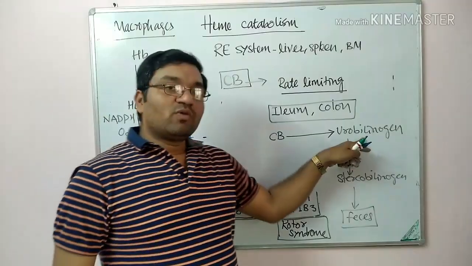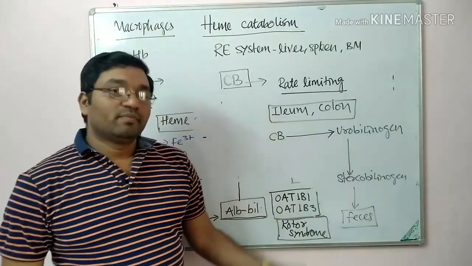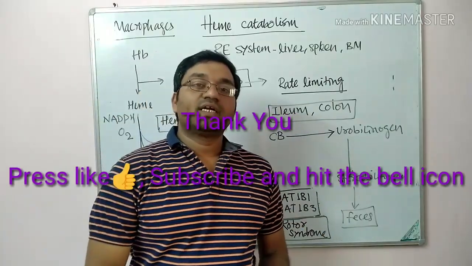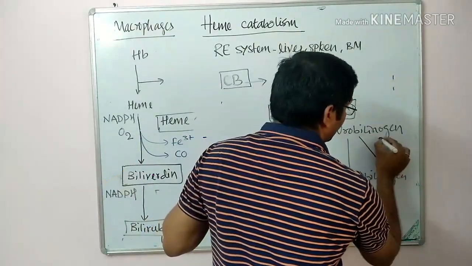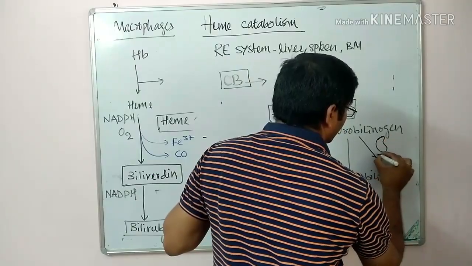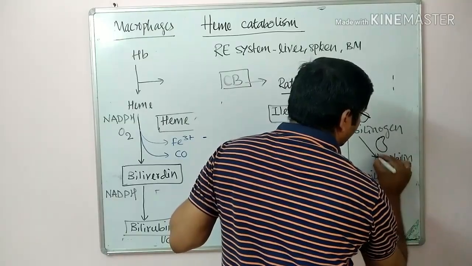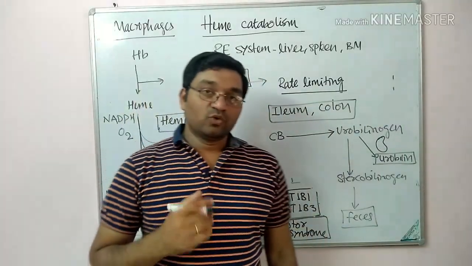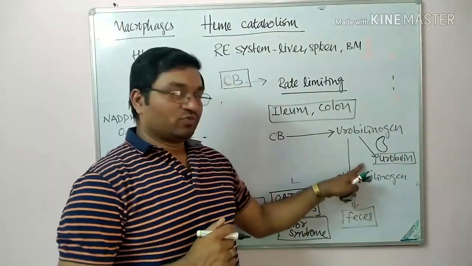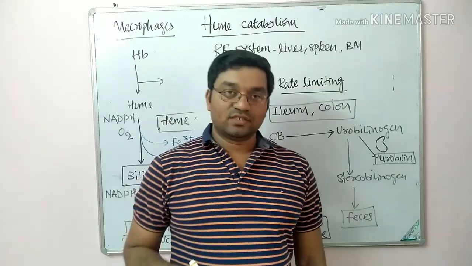Now, a small amount of urobilinogen enters the enterohepatic circulation, is metabolized by the liver, and some part gets into the kidney. This urobilinogen through the kidney gets converted into urobilin and excreted through the kidney, and the characteristic yellow color of urine is due to urobilin. So this is all about bilirubin synthesis and degradation.